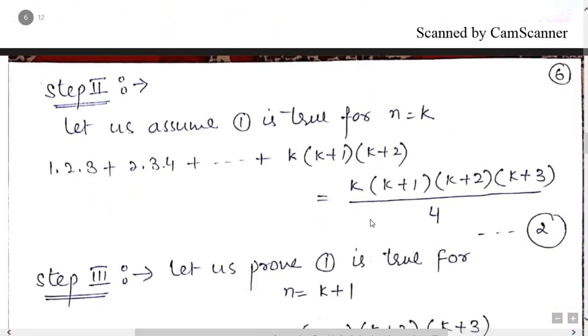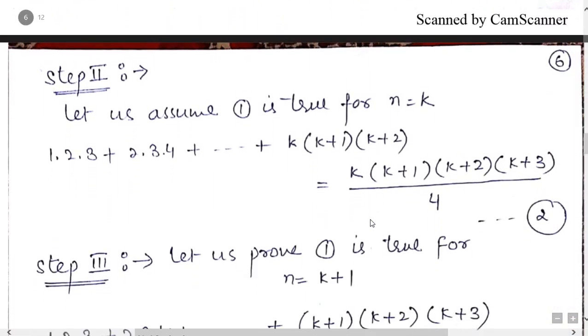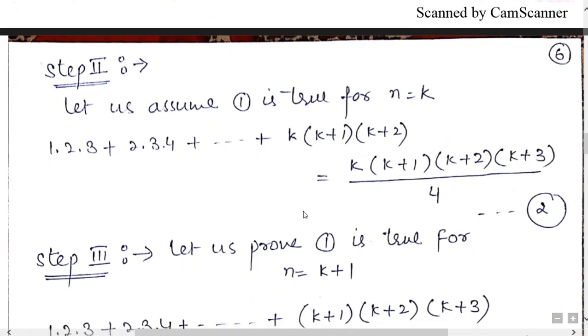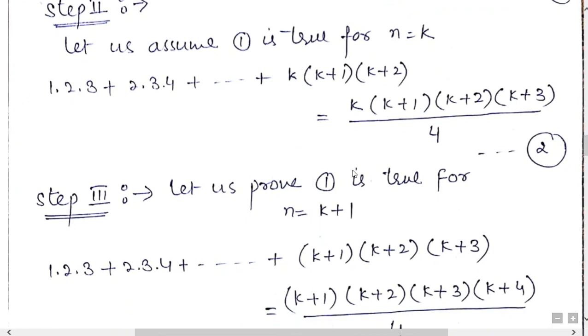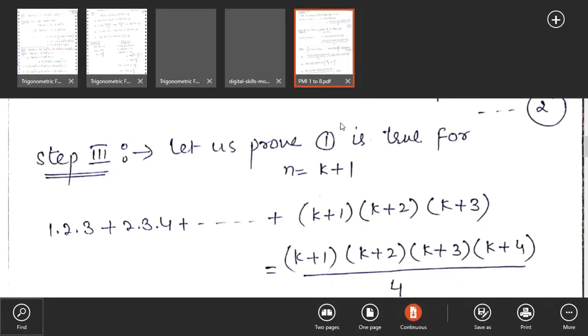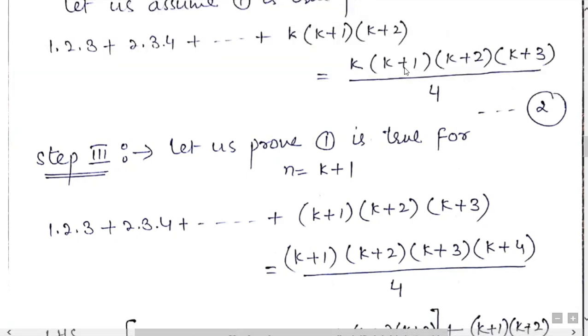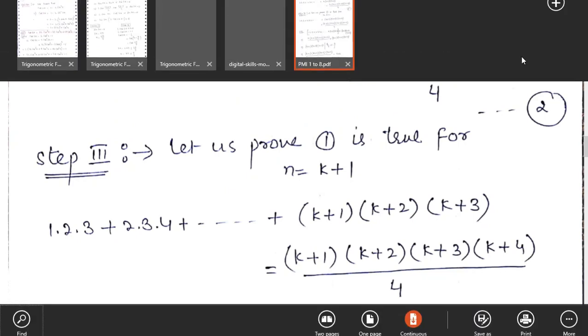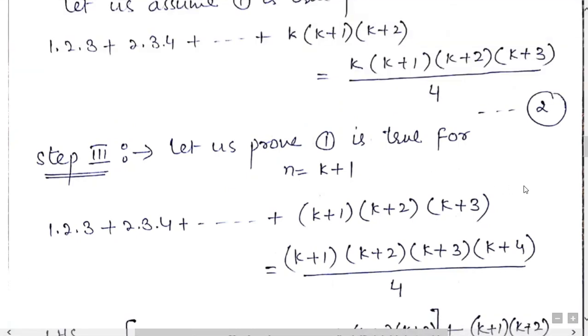Now in step 2, simply insert k in place of n and let the statement be true. And try for n is equal to k plus 1. 1 into 2 into 3, 2 into 3 into 4, up to so on. The last term is k plus 1, then k plus 2, then k plus 3. And on the right hand side, k plus 1, k plus 2, k plus 3, k plus 4 divided by 4.